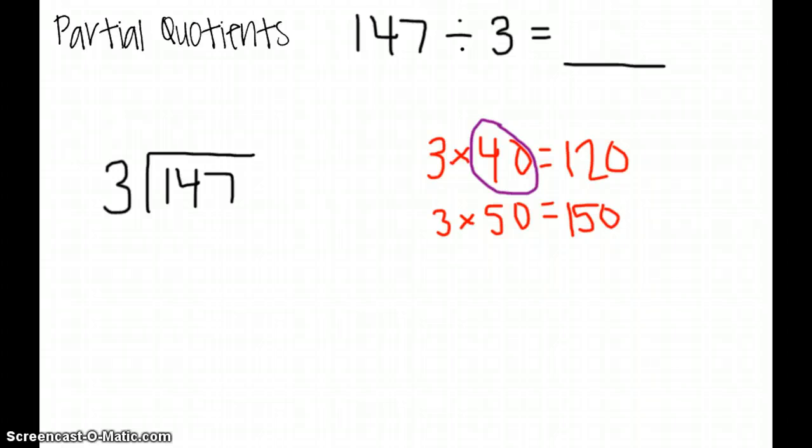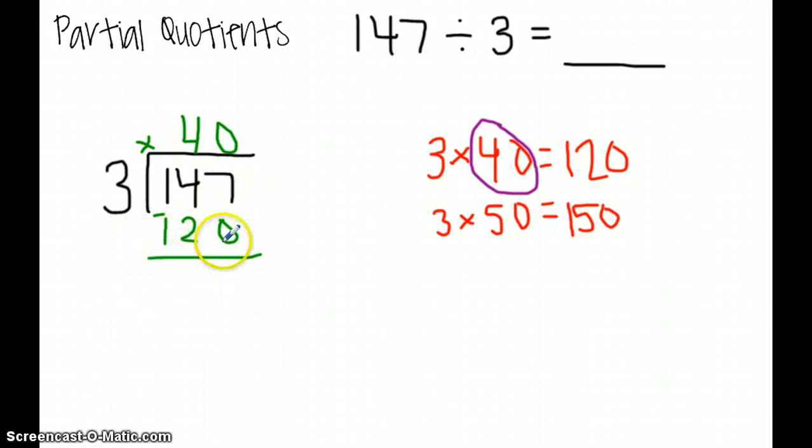Well, we can pretend that there is a little multiplication sign right here. And we can say 3 times 40 up here. Notice I put my 0 over my 7 because it's in the ones place, and I put my 4 over my 4 in the tens place. Now I'm going to multiply 3 times 40, and that gives me 120. So now I'm going to subtract 147 minus 120. 7 minus 0 is 7. 4 minus 2 is 2.